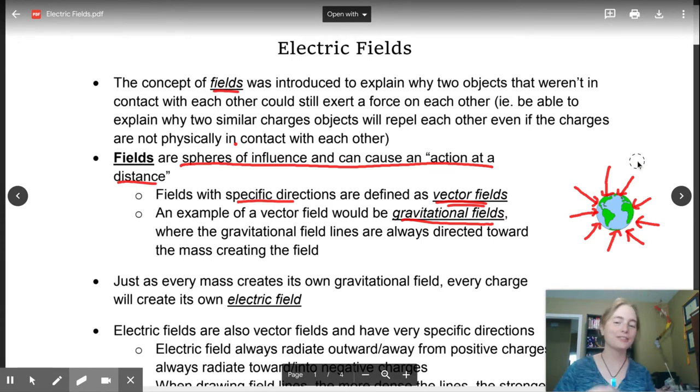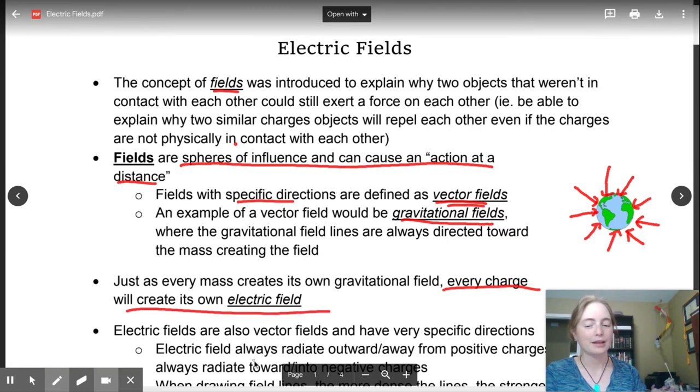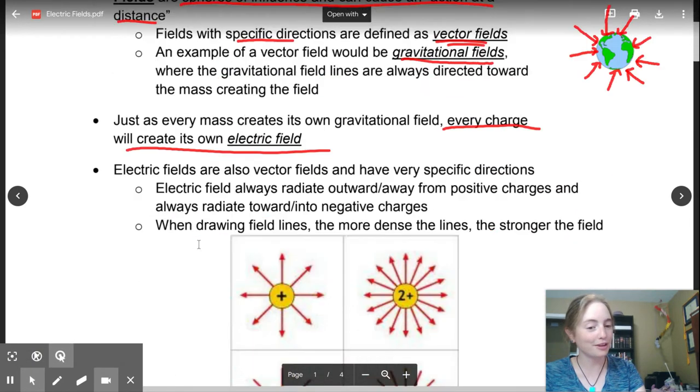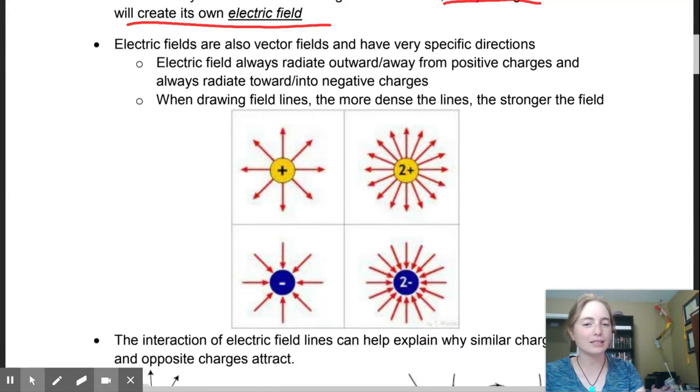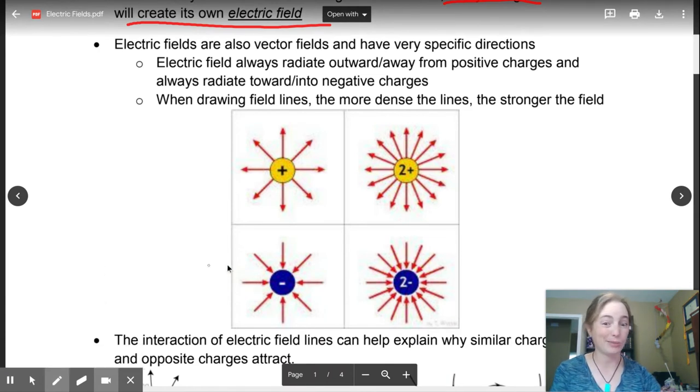Okay, so, ladies and gentlemen, the same way that a mass is going to have a gravitational field, every charge is going to create its own electric field. Now, remember, these are vector fields, so directions are going to be very, very specific here. And you're going to have to memorize this bit.